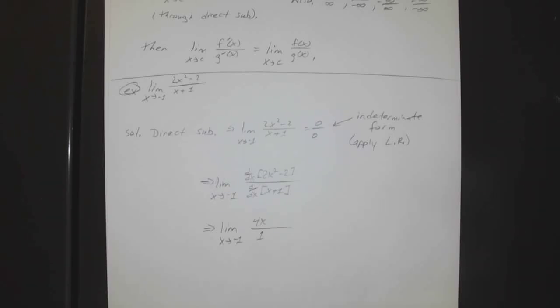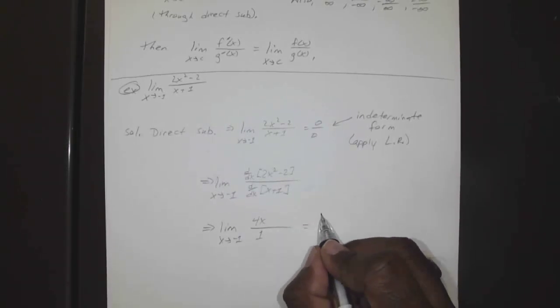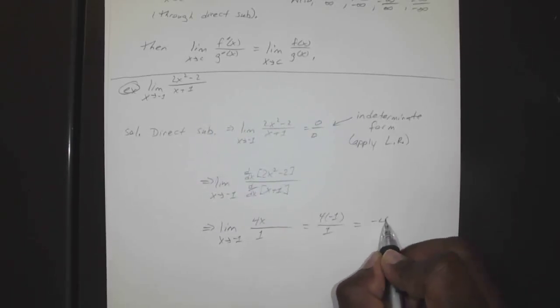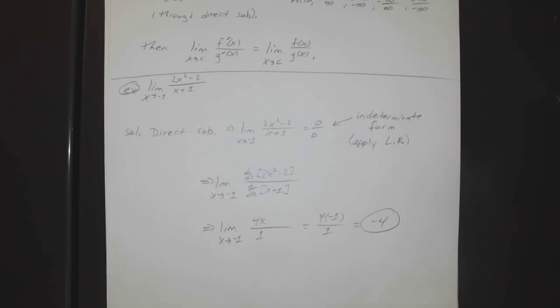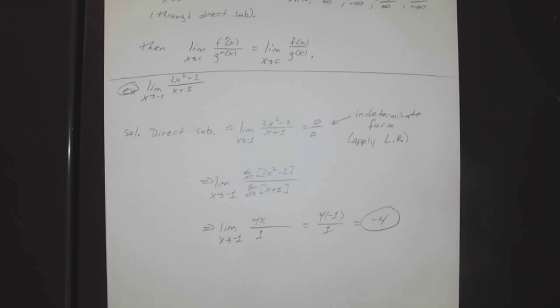Now, if you use direct substitution again, you just end up with negative 4 over 1, or 4 times negative 1 over 1, which is just negative 4. Okay. Now, if you wanted to, you could have divided each term by x, like we did before, and that would have still given you the same thing, but this is just a lot faster.